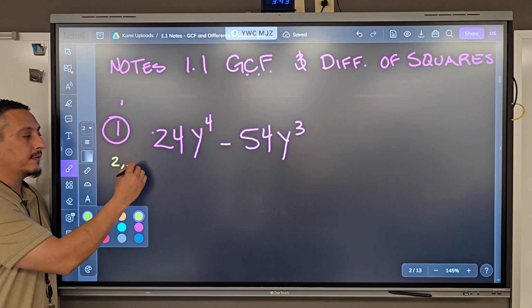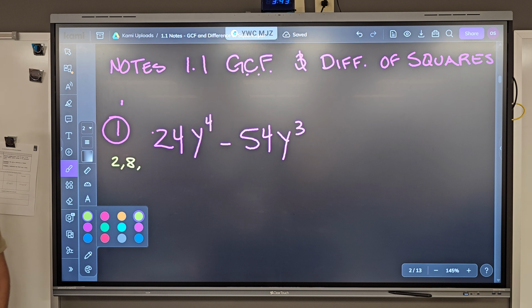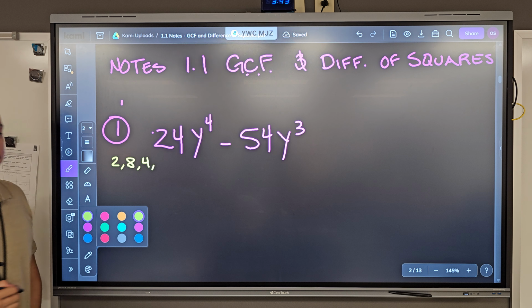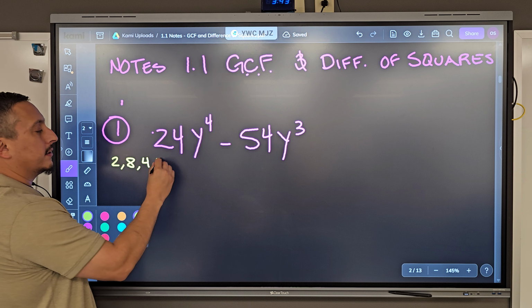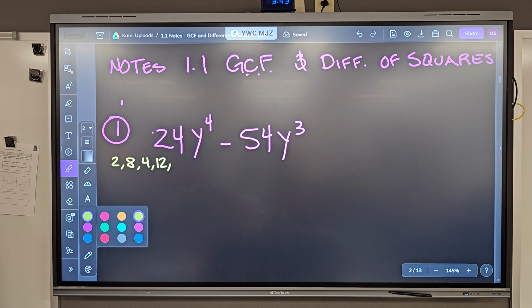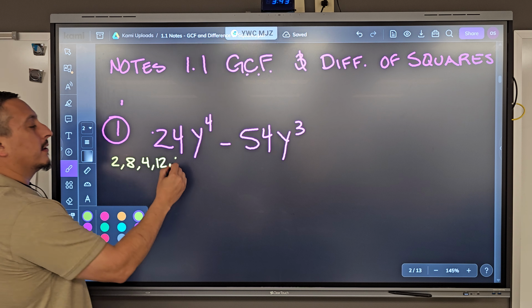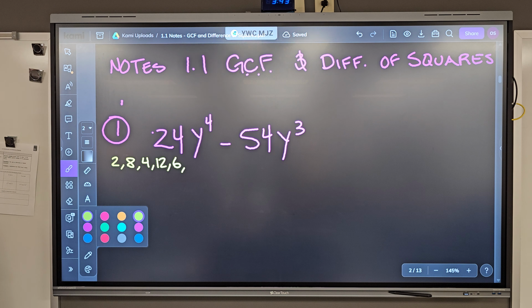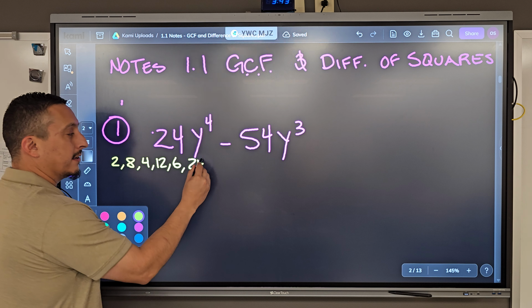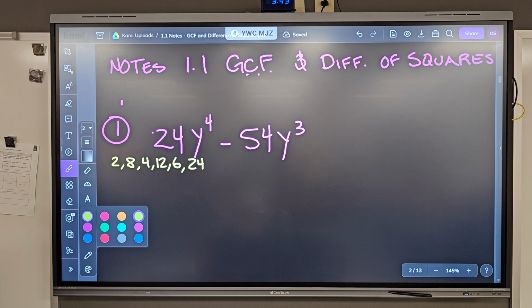8. 8 goes into 24, what else? 4 goes into 24, what else? 12 goes into 24, what else? 6 goes into 24. And always the one that students forget, even today when we've been doing the notes, is itself. Okay, itself also goes into itself.